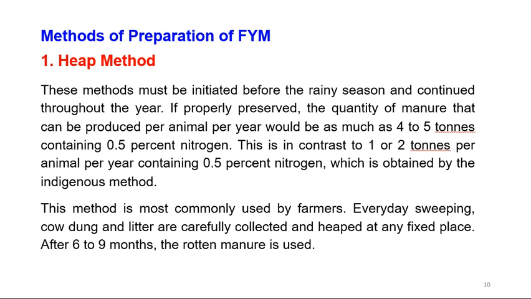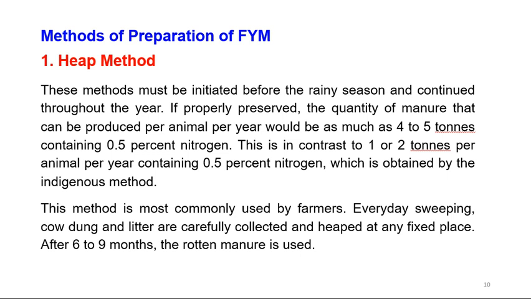If properly preserved, the quantity of manure that can be produced per animal per year would be as much as 4 to 5 tons, containing 0.5% of nitrogen. This is in contrast to 1 or 2 tons per animal per year containing 0.5% nitrogen, which is obtained by the indigenous method.